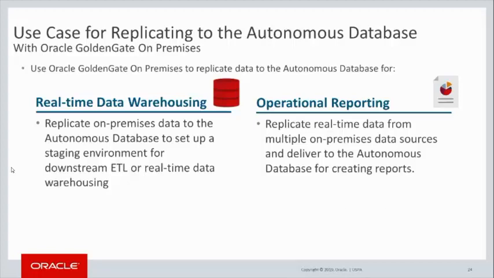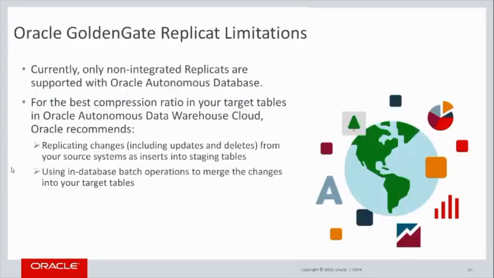The Oracle GoldenGate Cloud Service can also be used to migrate data to the Autonomous Database. There are some limitations of using the GoldenGate Replicat process with Autonomous Database. Currently, only non-integrated replicats are supported with Oracle Autonomous Database.